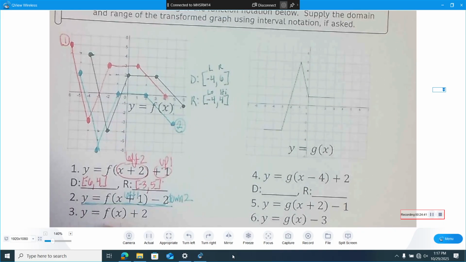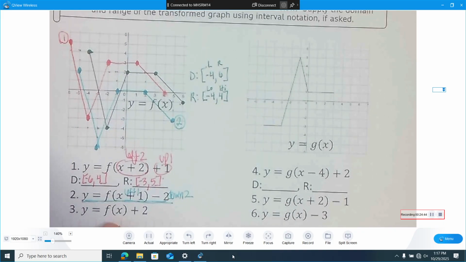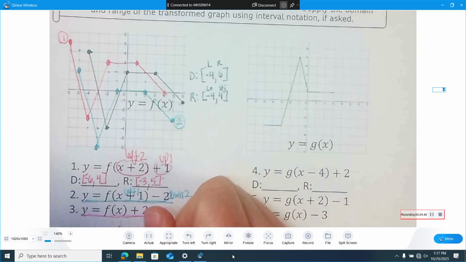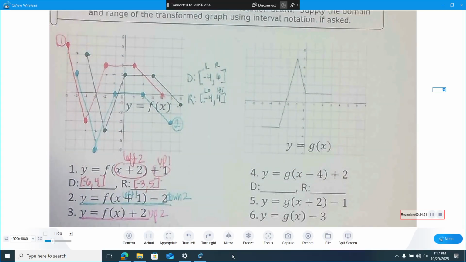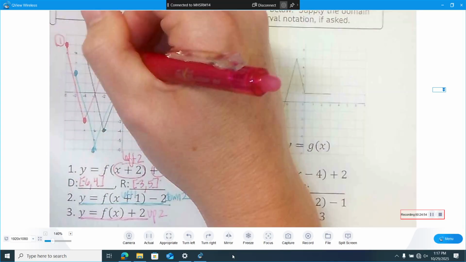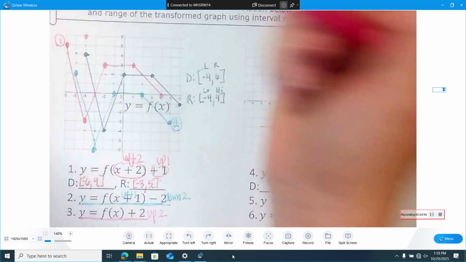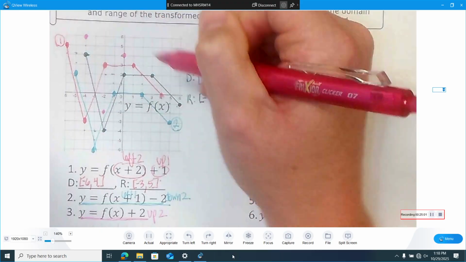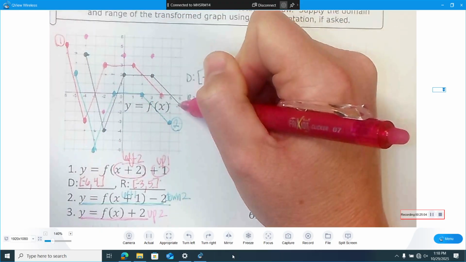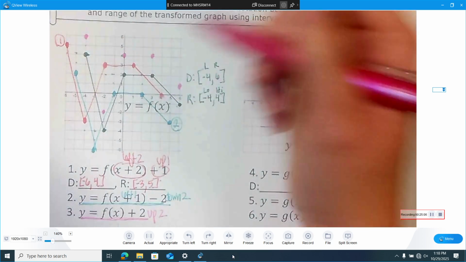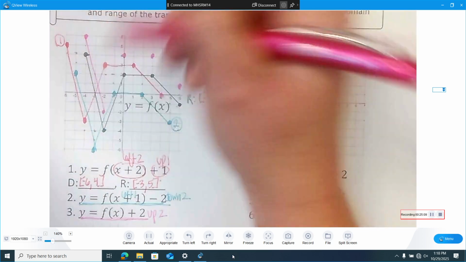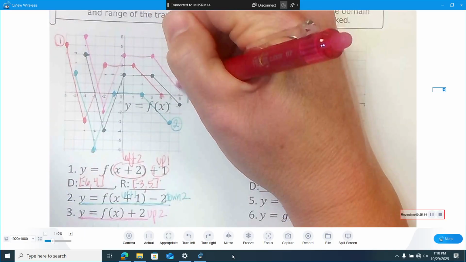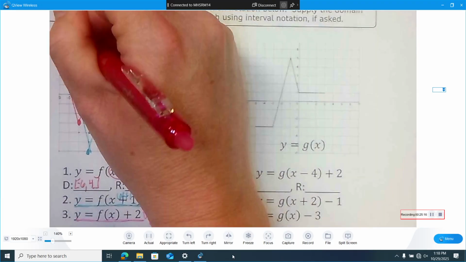All right, on to number 3. What's number 3 going to do? Yeah, just go up 2. And again, this is shifting the regular function up 2. So we're going to go up 2, each point on our original f function up 2. Great. That's number 3.